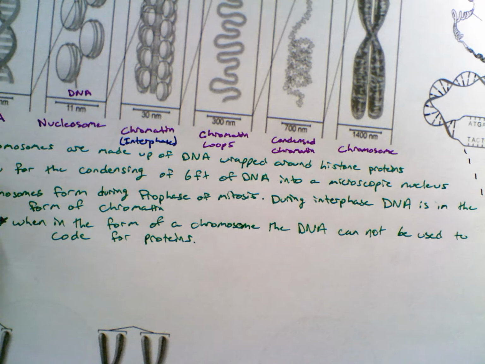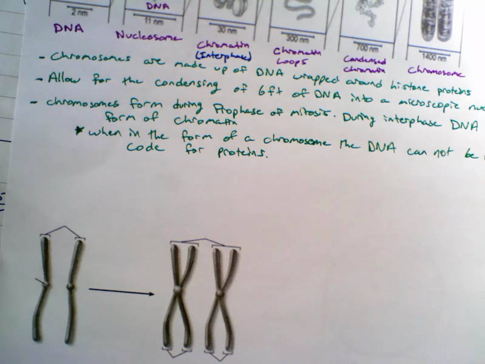So once that chromosome forms, the DNA is not available to code for proteins any longer. And it won't be until you create the new cell. So again, these cells have to front load everything. All the stuff that needs to be made in order for the cell to divide has to be made up front during interphase.